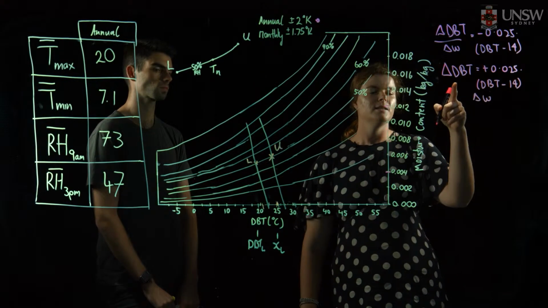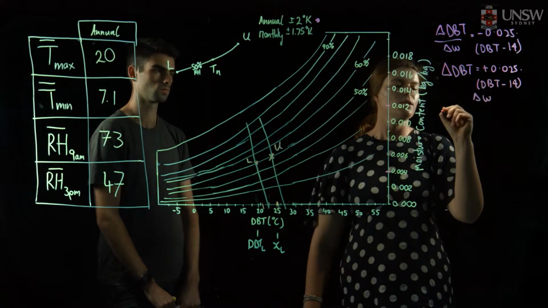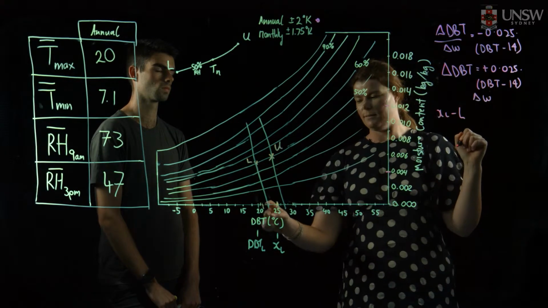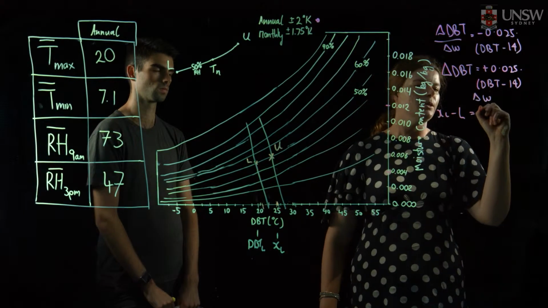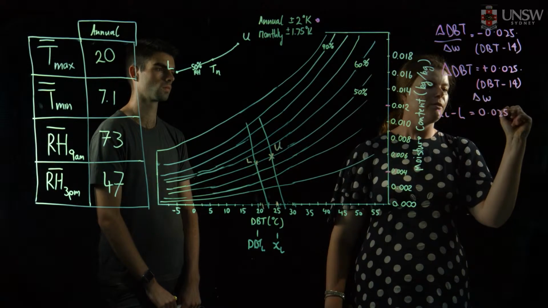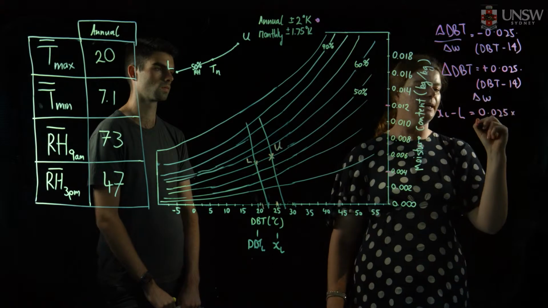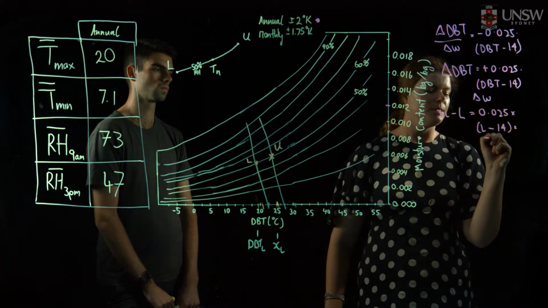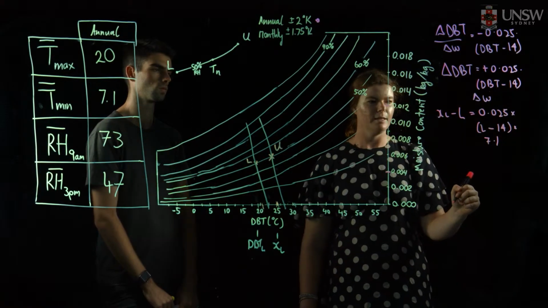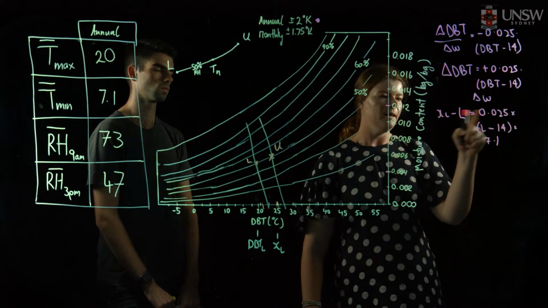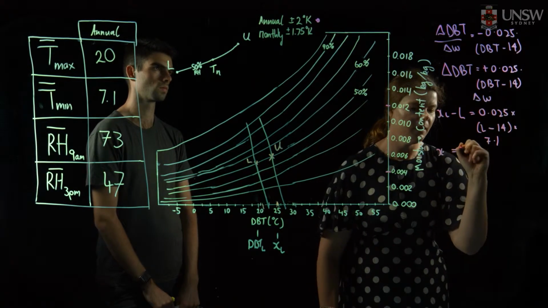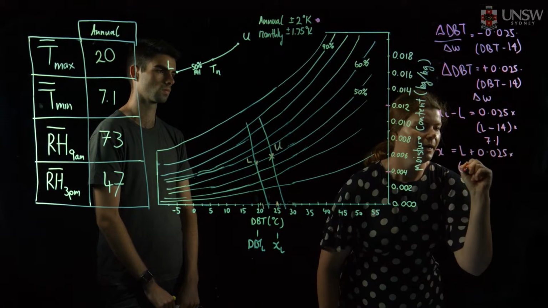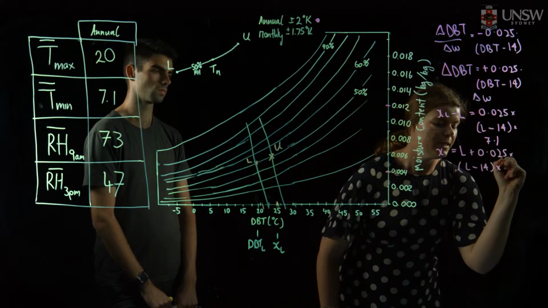So we know that our delta dBT is the difference between here, so we will do XL minus L, which is what we found before, is equal to 0.025 multiplied by dBT, which is our L again, minus 14 by our delta omega, which we found before was 7.1, remembering that we need grams, not kilograms. So to get XL, we move L over the other side, and we get plus 0.025 multiplied by L minus 14 times by 7.1.